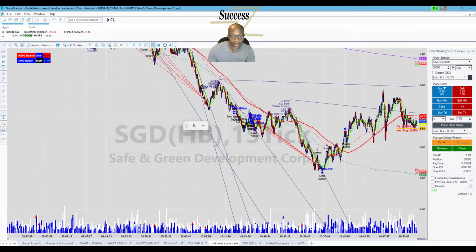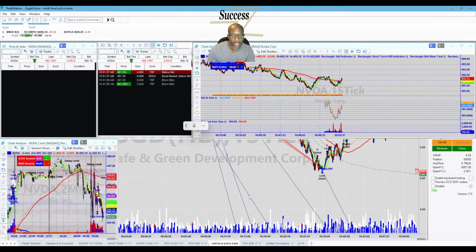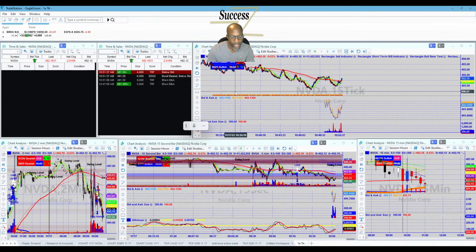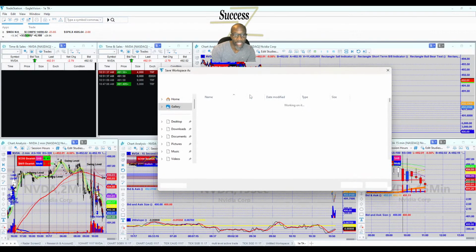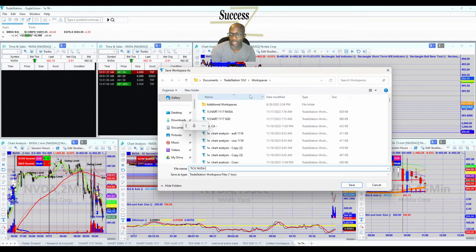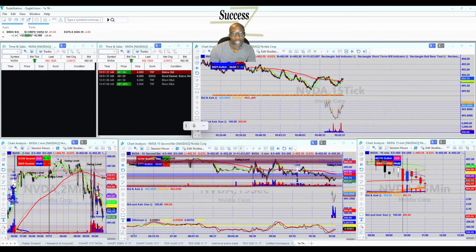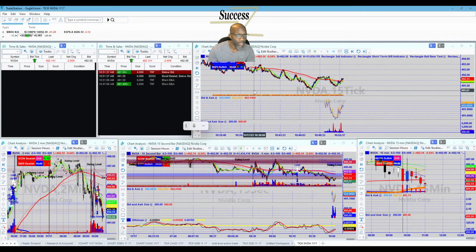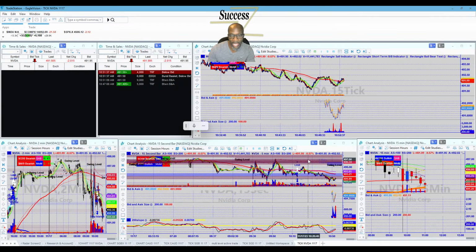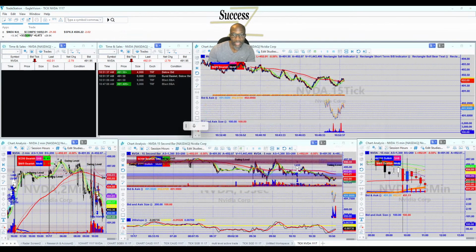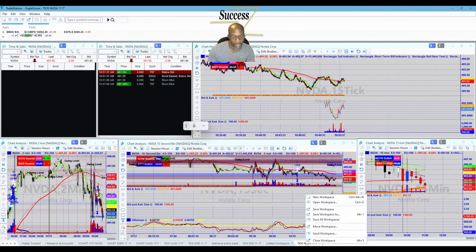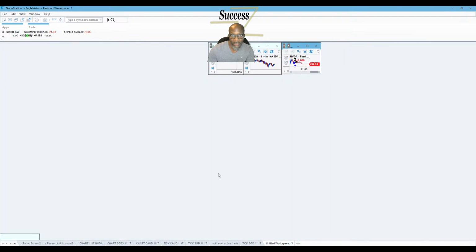All right, so back to what I was working on with NVIDIA. So we came back, we put NVIDIA on here. We need to save this chart as tick. NVIDIA 1117. Save that. All right, and then this is not the tick. How did I get to the tick? This is not the tick. This is the chart. Open.